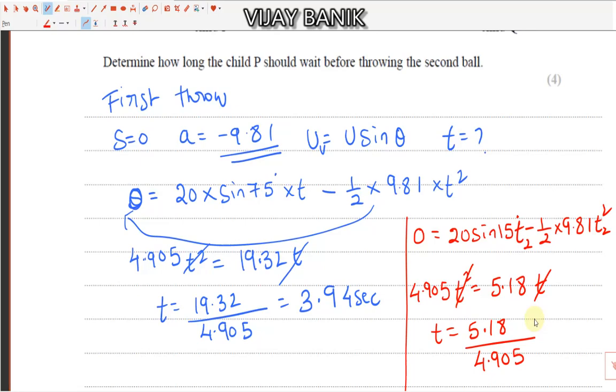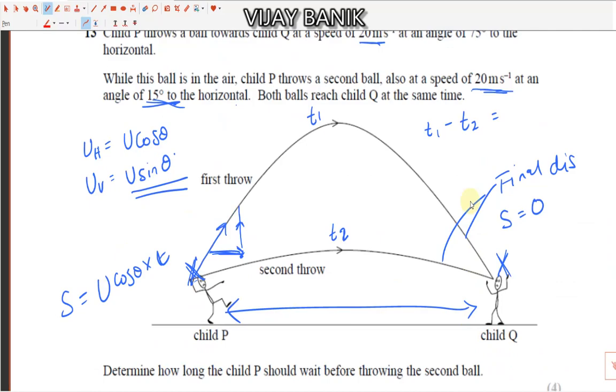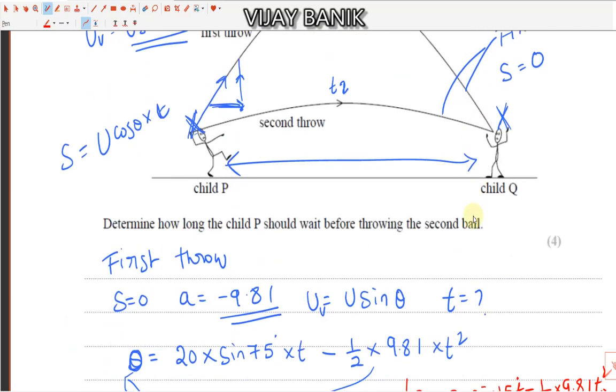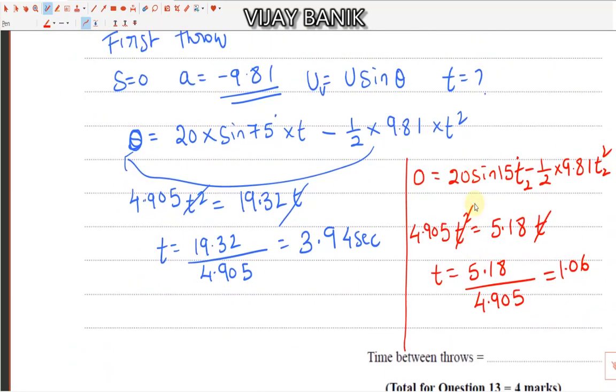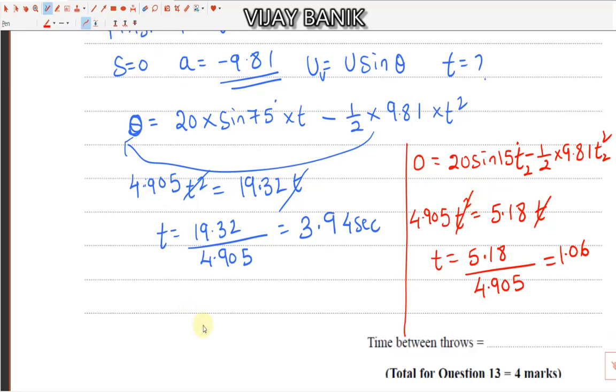5.18 divided by 4.905, so that is 1.06 seconds. I'm taking three significant figures. If I want, I can take two significant figures as well, but I'm taking three here. So what is the time they have to wait? 3.94 minus 1.06. How much is it? 2.88 seconds.